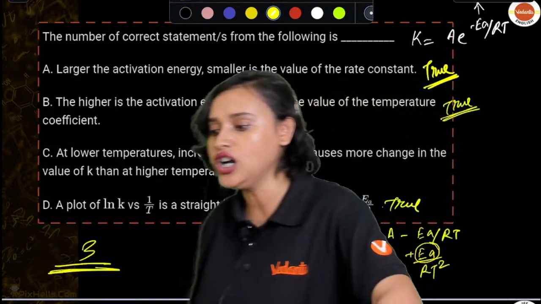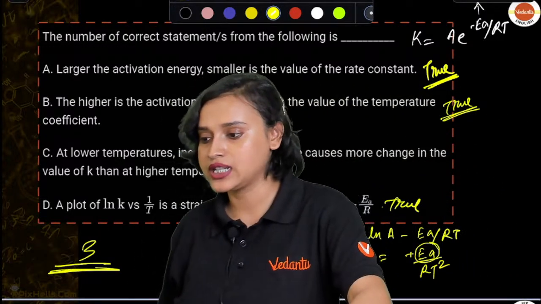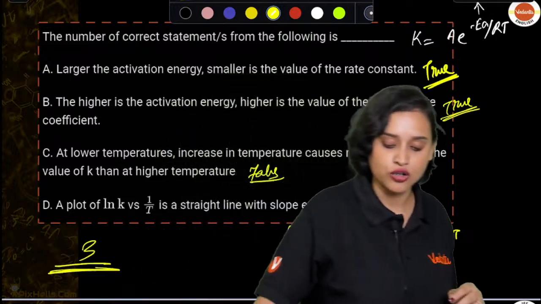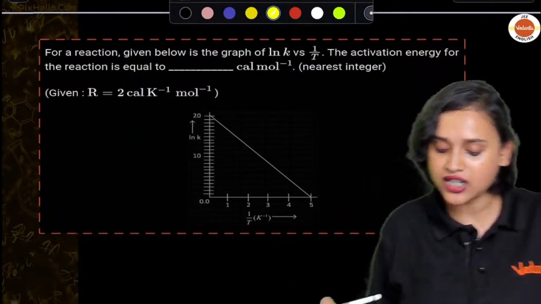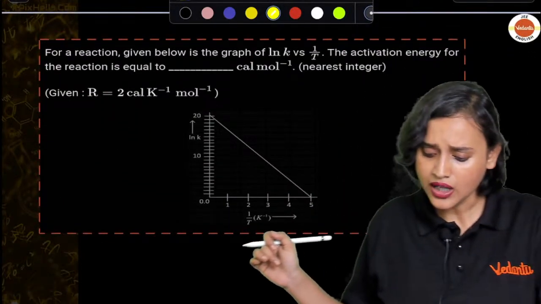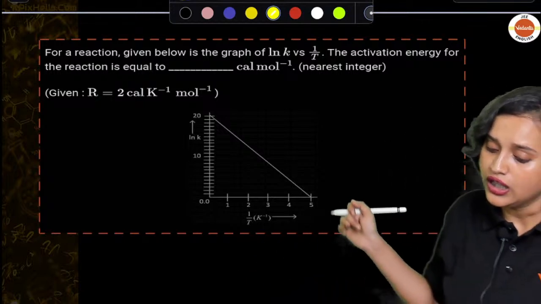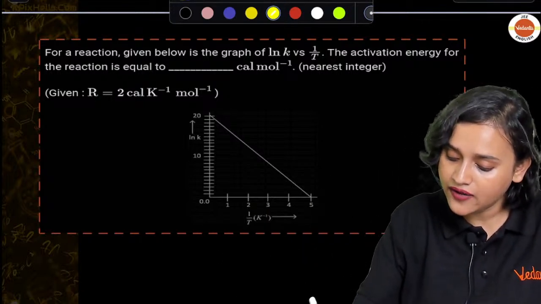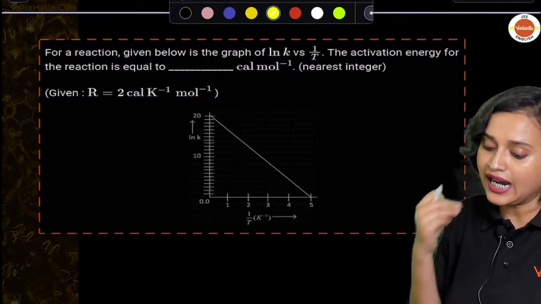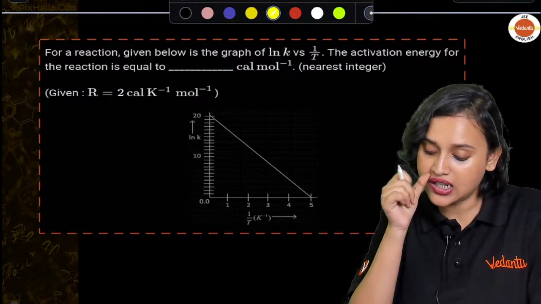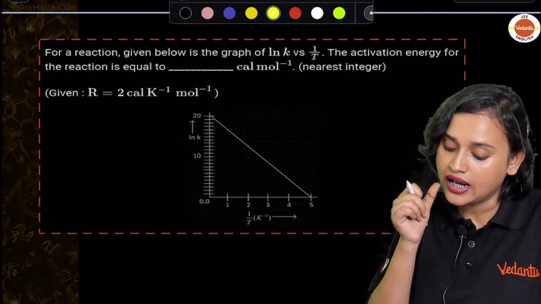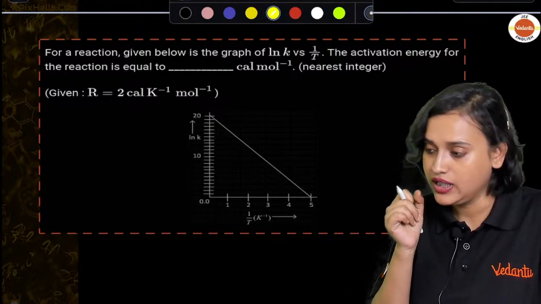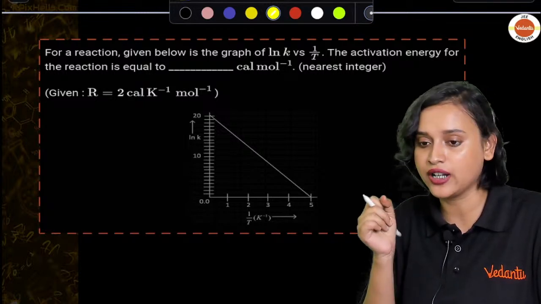3 is your correct answer, everyone. Okay, moving on. Next question. For a reaction given below is the graph of ln K versus 1 by T. The activation energy for the reaction is equal to dash calorie per mole. Nearest integer you have to calculate, everybody.